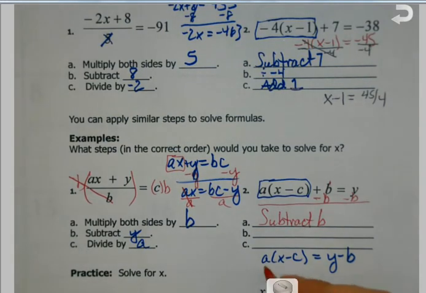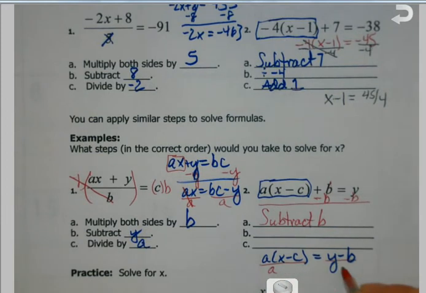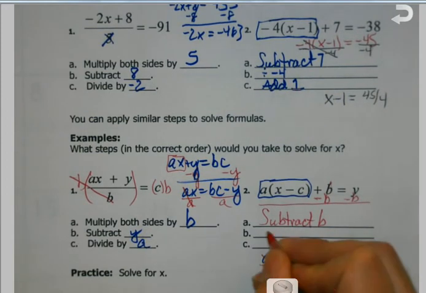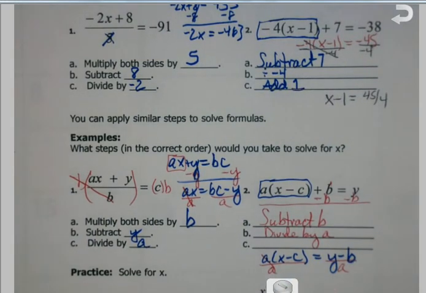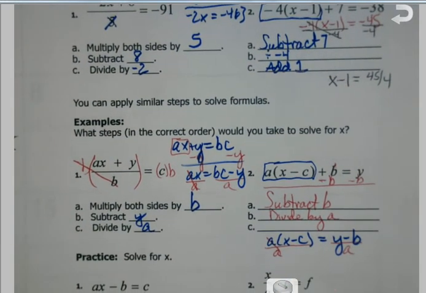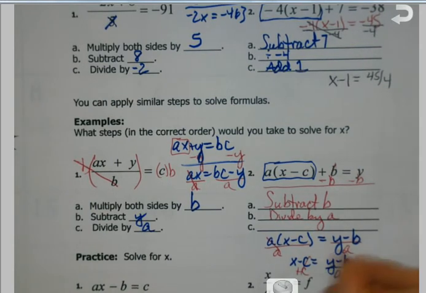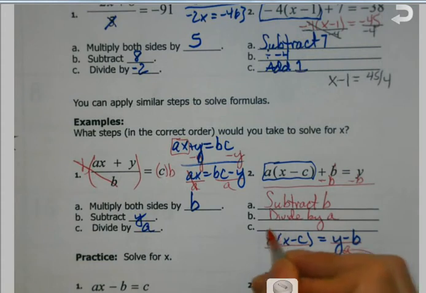Just like we did up above, we're going to divide by the part out here because I'm trying to get to that x. So I'm going to divide by a. And then finally, and it looks so weird, I'm going to add c, and that's actually what the answer would be.